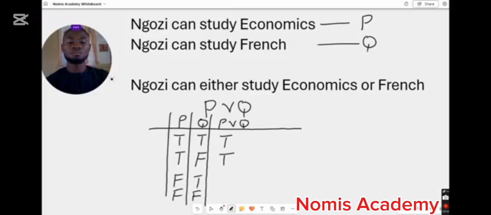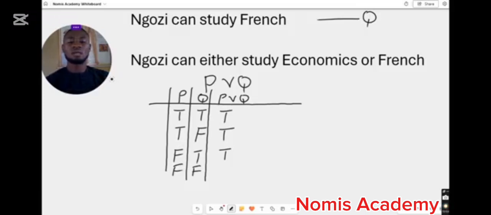Now, what about if the first simple statement is false and the second one is true? What would the compound statement be? The compound statement would definitely be true, because when we say Ngozi can either study economics or French, it means that Ngozi studying French is possible. So it is true. But what happens when they are both false? When Ngozi cannot study economics and Ngozi cannot study French, and we say Ngozi can either study economics or French, then our compound statement would be false.